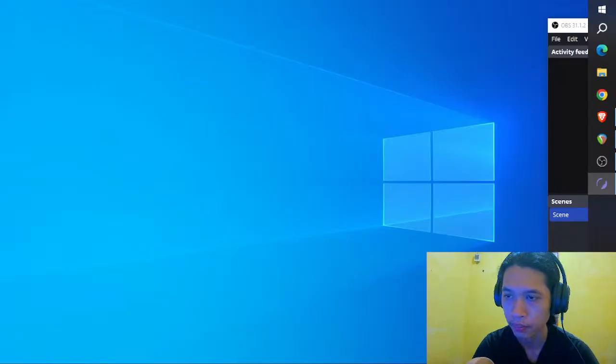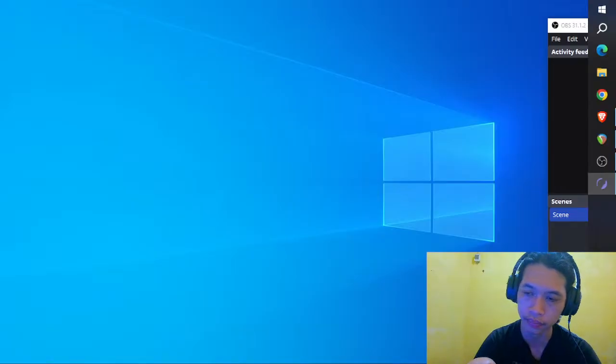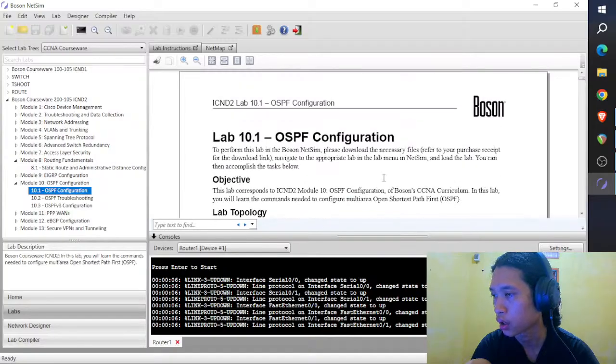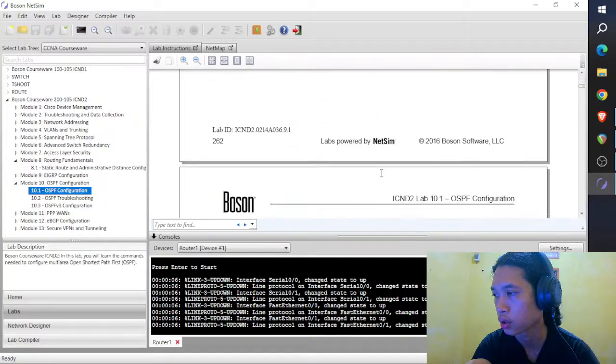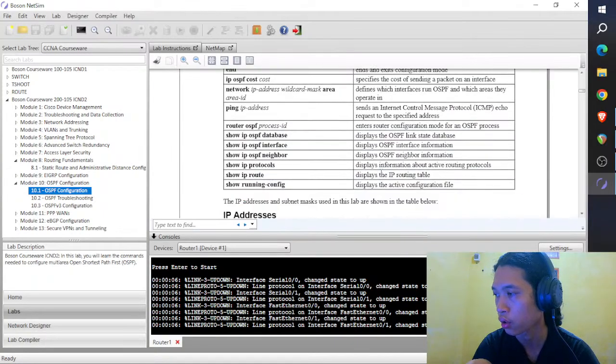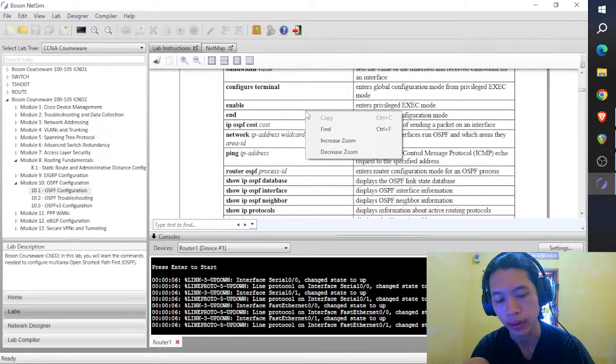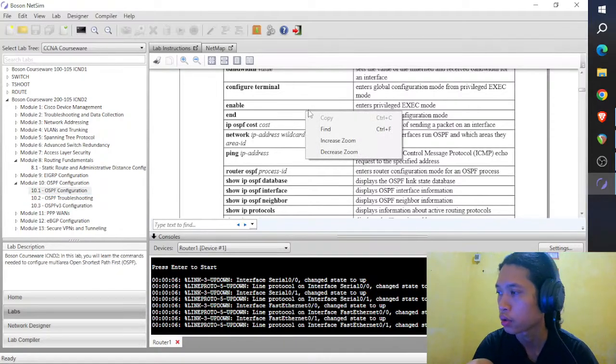We're going to the lab, CCNA courseware, and routing, static routing, AD, OSPF configuration. Now we have to solve this lab because in the last hour lecture we already learned about OSPF, how to configure OSPF, how OSPF works, and the history of OSPF itself.